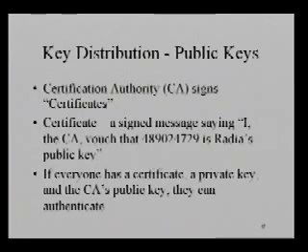And the way the world knows how to do this is that there's a trusted party known as the CA, for Certification Authority, that signs a message known as a certificate. And the certificate is a signed message that says, I vouch for the fact that this number is Radia's public key. So now, if everybody has their key certified by the CA, and they know their own private key, and they know the CA's public key, they can authenticate.